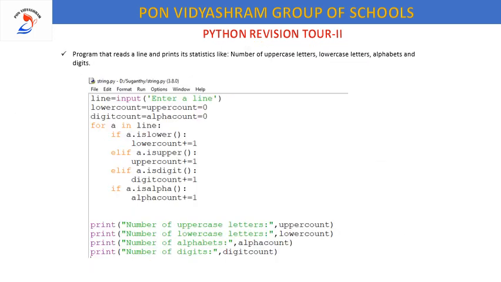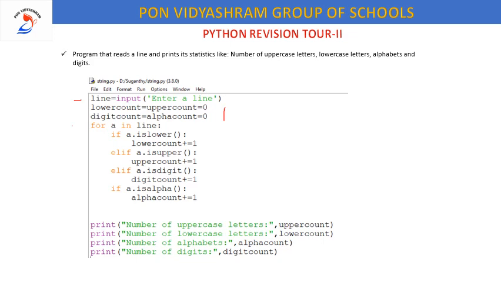The next one. Let us take an example program here. A program that reads a line and prints statistics like number of uppercase, lowercase, alphabets and digits. For this, I have initialized a variable called line which stores a string statement, with which we are going to find out the number of lowercase and uppercase letters here. And I have initialized 4 variables: lower count, upper count, digits count and alpha count, initialized to 0, where we are going to store the lowercase, uppercase, digits and alpha counts.